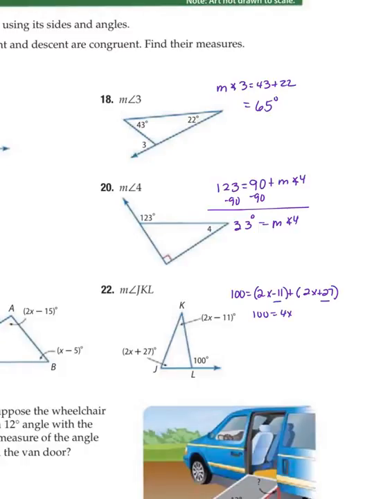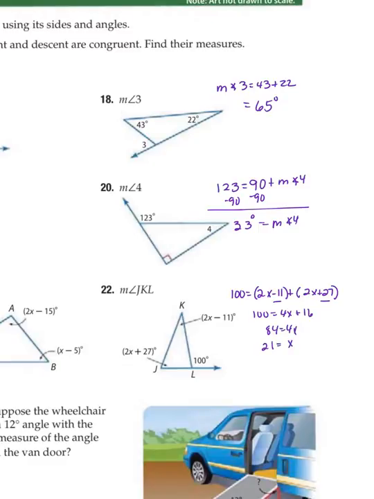The negative 11 plus 27 is plus 16. And we're going to take our 100 and subtract the 16 from each side. We'll get 84 is 4x. So our x is 21.